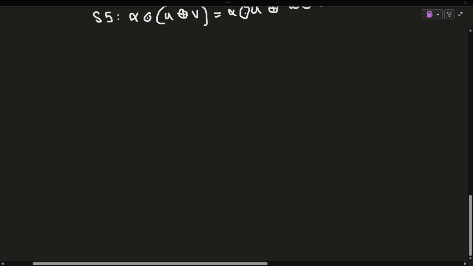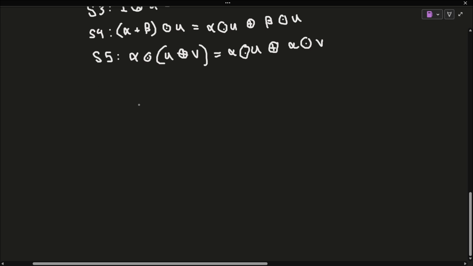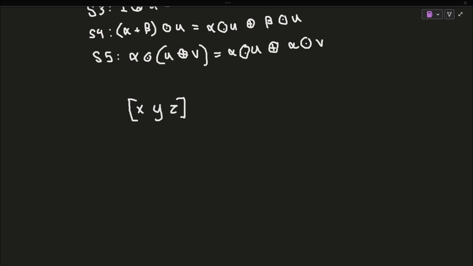So if we're to say that we have, let's take an example, this vector xyz, and we want to denote a set for everything where x is always 0. So we're going to use set notation here.